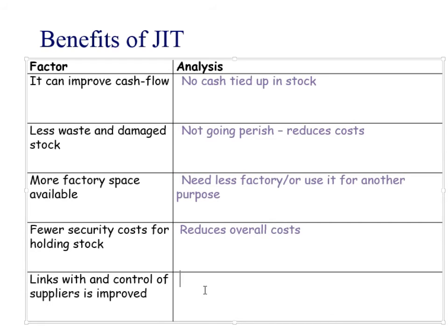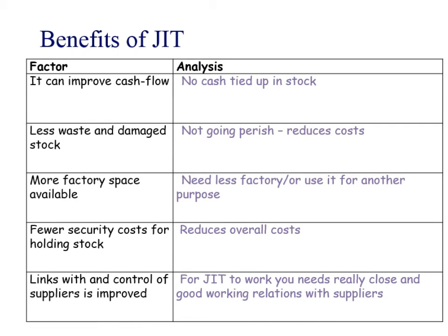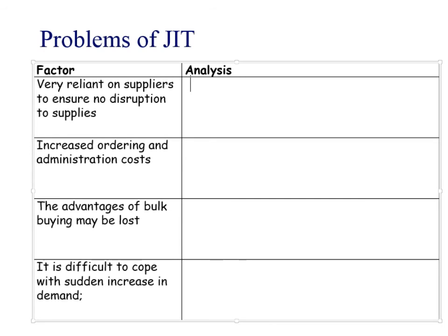And links with and control of suppliers is improved. Well, this one's less self-explanatory, but for just-in-time to work, you need really close and good working relations with suppliers. So you might get closer, there's less risk in the relationship breaking down, possibly, for those things. So it all sounds really great, doesn't it? You know, just get products in when you need them, less costs, but actually there are some negatives.